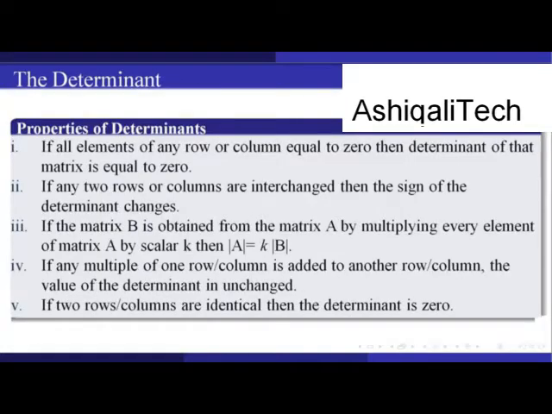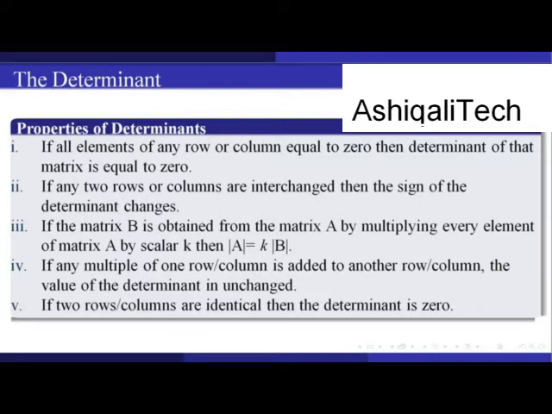Dear students, now we see some properties of determinants. Number 1, if all elements of any row or column are equal to 0, then the determinant of that matrix is equal to 0. Number 2, if any two rows or columns are interchanged, then the sign of the determinant changes.